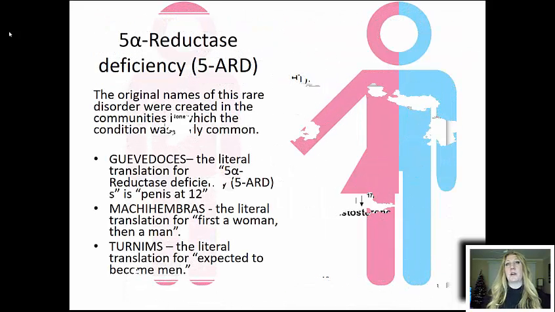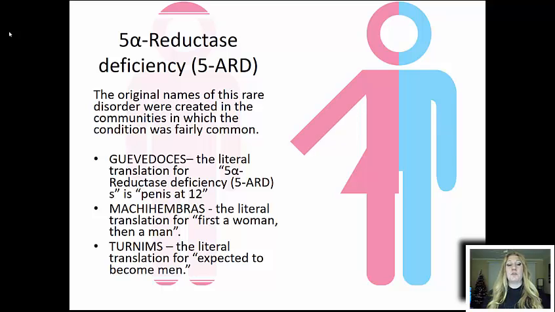The original names for this rare disorder were created by the communities in which the condition was found to be fairly common. One of the names was guevedoces, whose literal translation is penis at 12. Machihembra is the literal translation for first woman, then a man. And in another community, it was called turnim man, which is a literal translation to expected to become men.